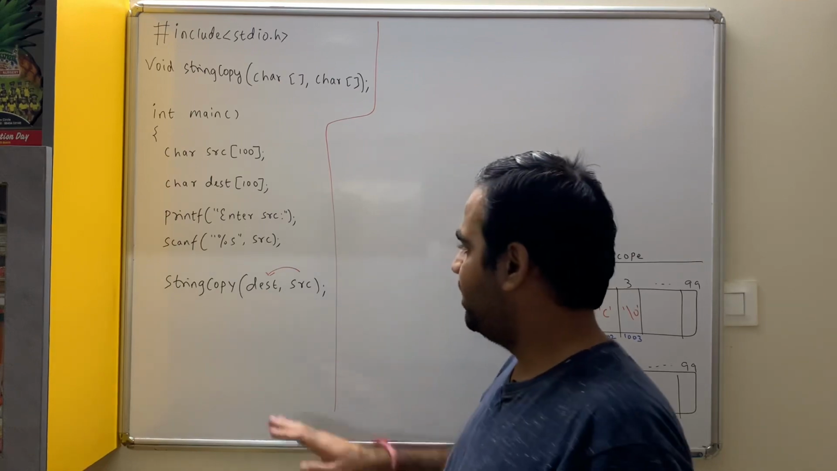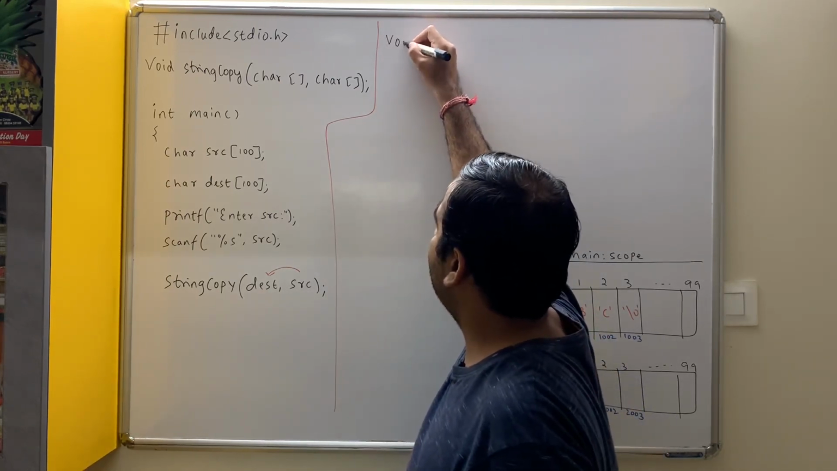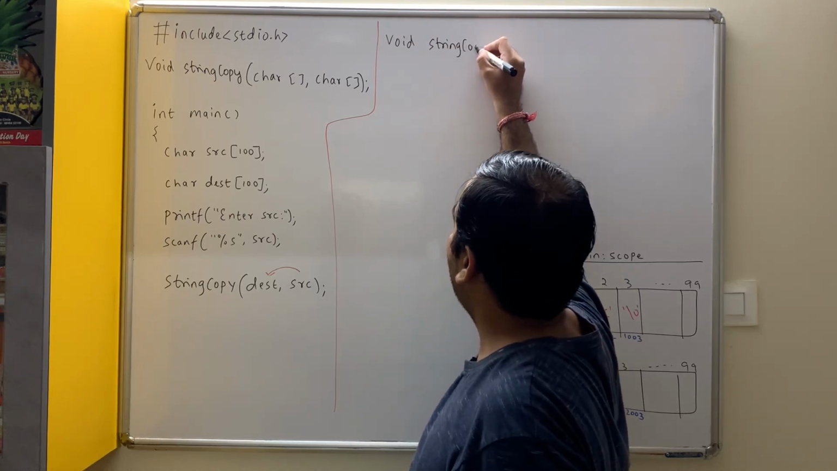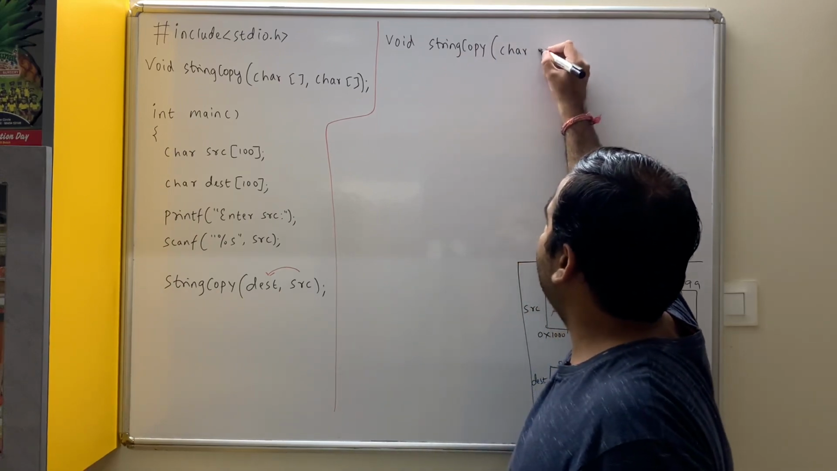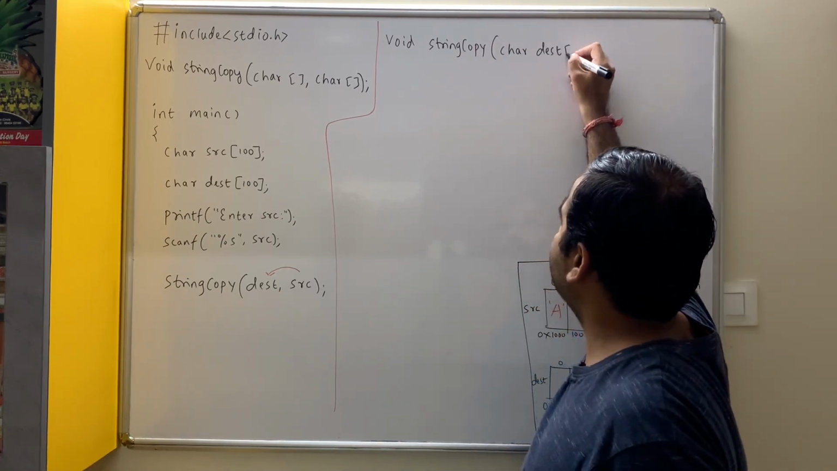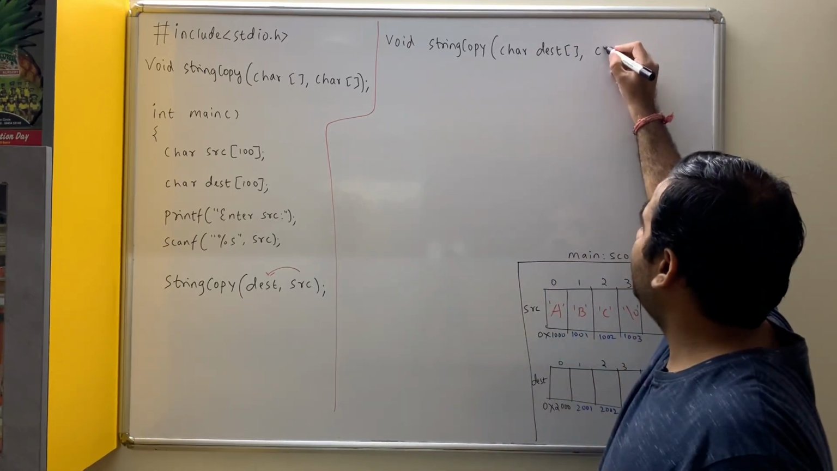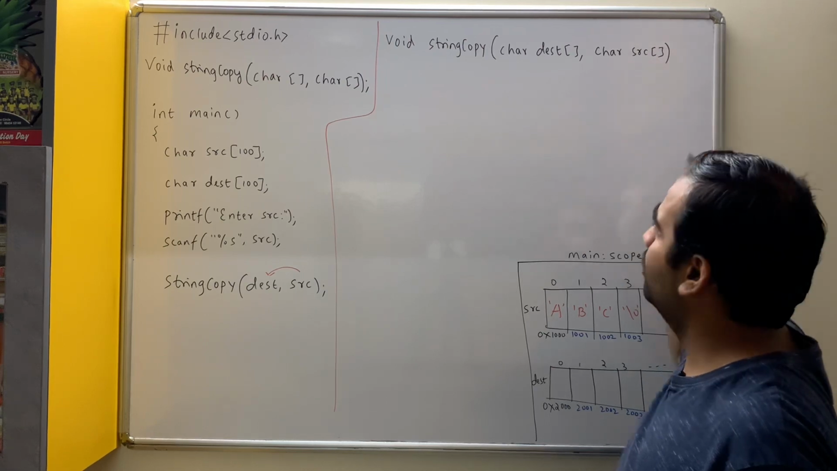Now let's implement this function. Copy and paste the prototype. We say void string copy. What is the first parameter? A character one dimensional array. Let me give the name as the same thing, destination. And what is the second parameter? It is again a character one dimensional array, and let me give the same name, source.